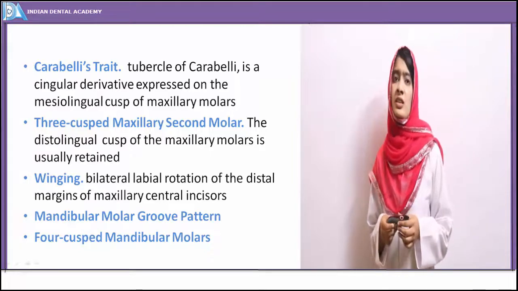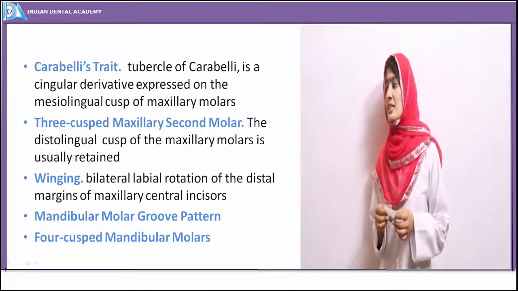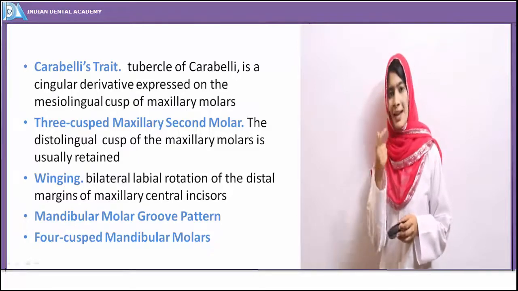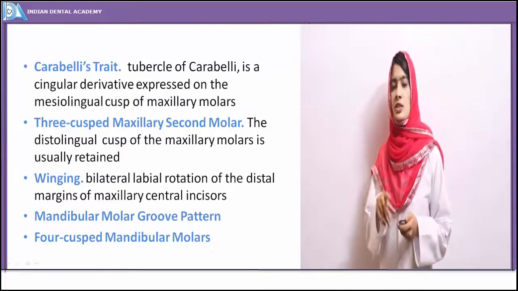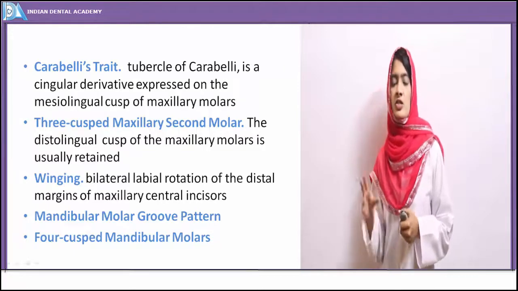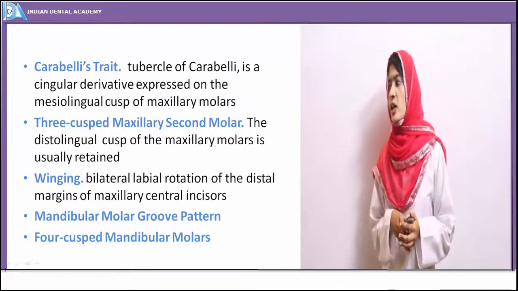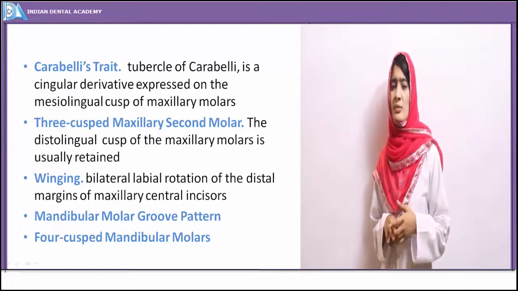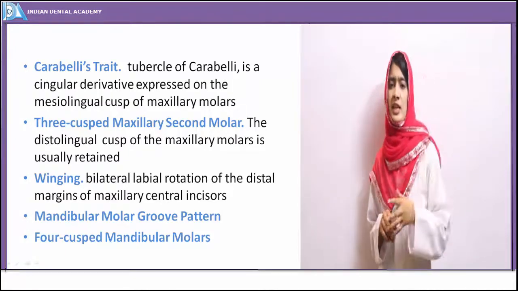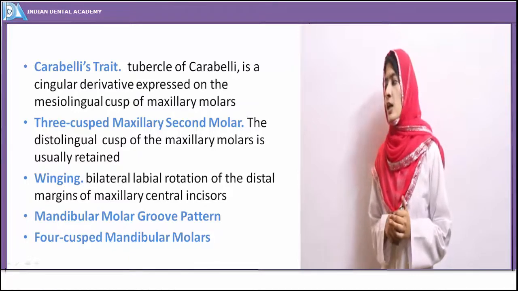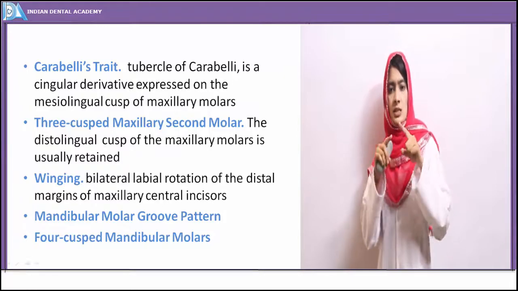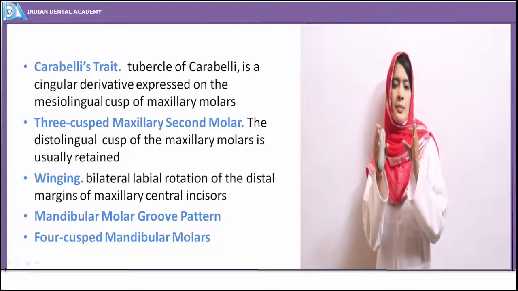Carabelli's trait is another non-metric trait. It is nothing but a cingulum present on the maxillary molars. Maxillary molars show the presence of a characteristic cingulum giving the appearance of Carabelli's trait. A three cusp maxillary second molar may be present with the prominence of the distal lingual cusp giving the appearance of a three cusp maxillary molar. Then sometimes the distal margins of maxillary central incisors show some rotation bilabially.